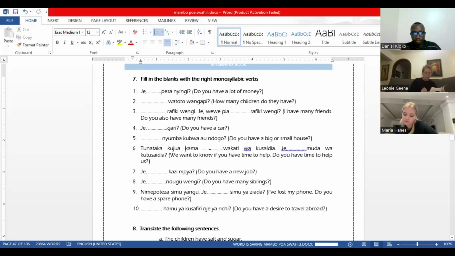Tunataka kujua kama dash wakati wa kusaidia. Okay, very long. We want to know if you have time to help. Do you have time to help us? Tunataka kujua kama tuna wakati wa kusaidia. It's terrible pronunciation. But you, not we. Una. Tunataka kujua una wakati wa kusaidia. And then, je, una muda wa kutusaidia. Yeah.